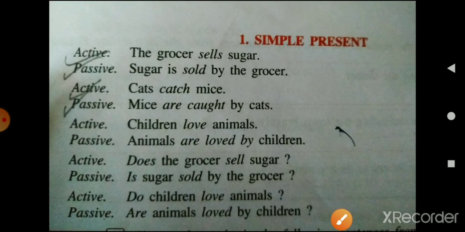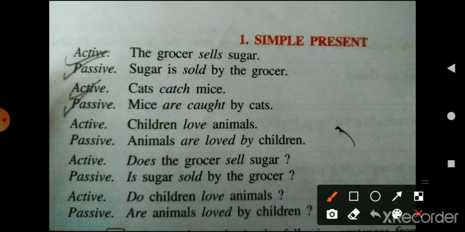Okay, so for simple present tense, these are some examples. Let's see how they have changed the active voice to a passive voice. Let's focus on the first one. The grocer sells sugar. What is the verb? What is the subject here? The doer is the grocer. The action, or the verb, is selling. This is the subject, this is the verb, and this is the object. The subject is performing the action of selling the sugar.